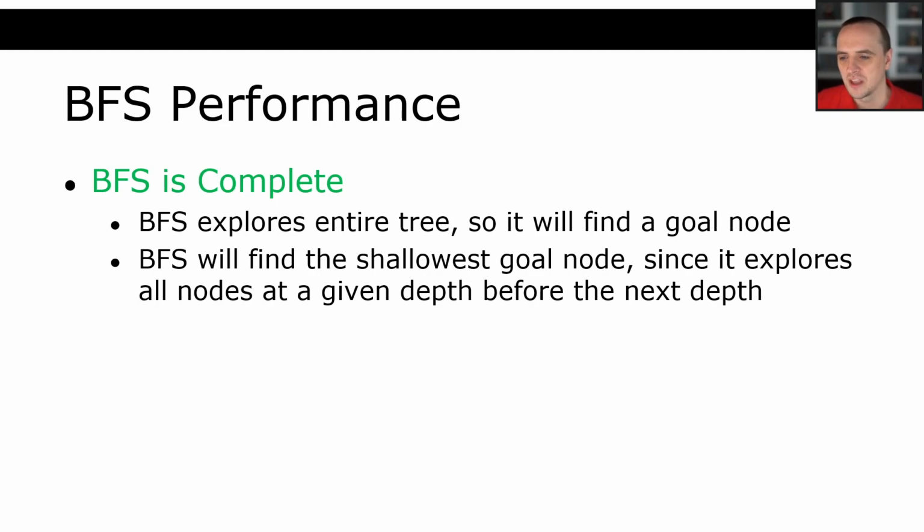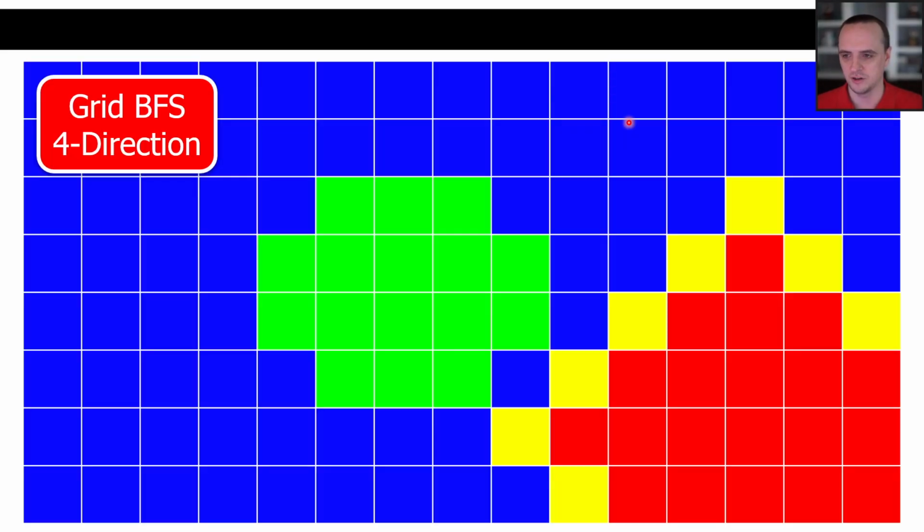All right. So BFS is complete. What does complete mean again? It means that it explores the entire tree, right? So if a path to a goal exists, it will find that goal node. But BFS will find the shallowest goal node, since it explores all nodes at a given depth before exploring the next depth, right? So let's go back to our example and look at that.